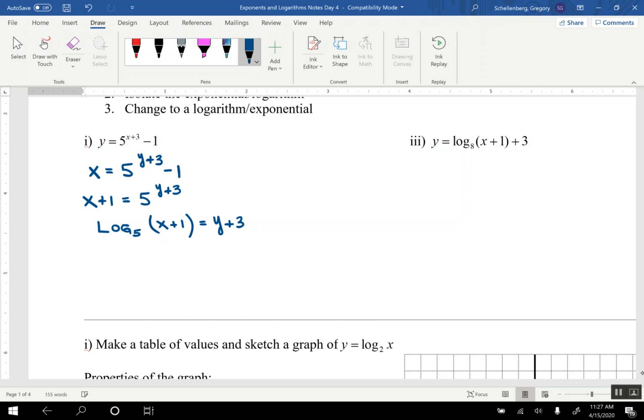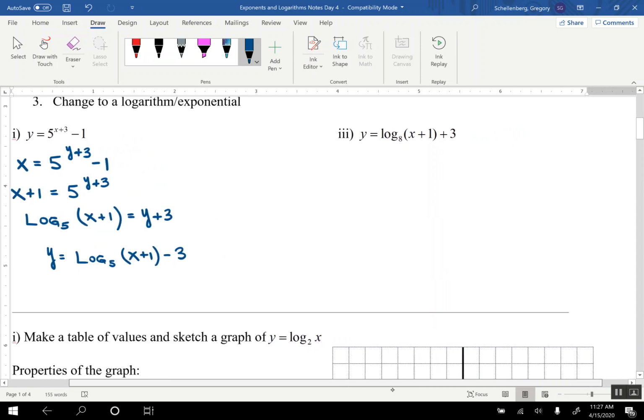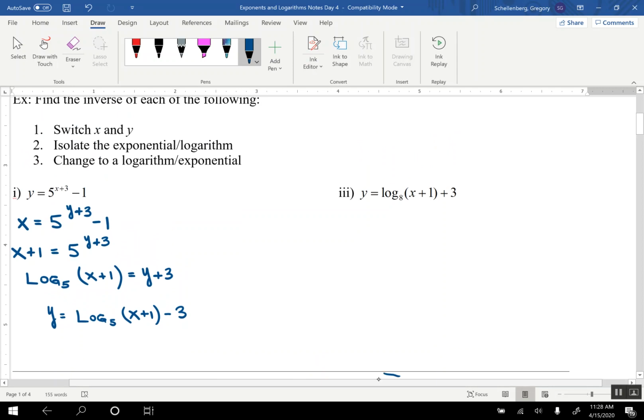And the last thing we need to do is get rid of that 3. We'll move it to the other side. We get that y is equal to log base 5 of x plus 1, minus 3. Okay, next one. So this is a logarithm, and we want to find the inverse of it. So we're going to start by switching x and y. So we get x is equal to log base 8 of y plus 1, plus 3.